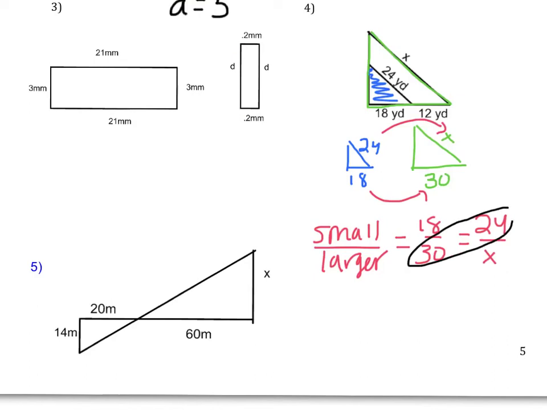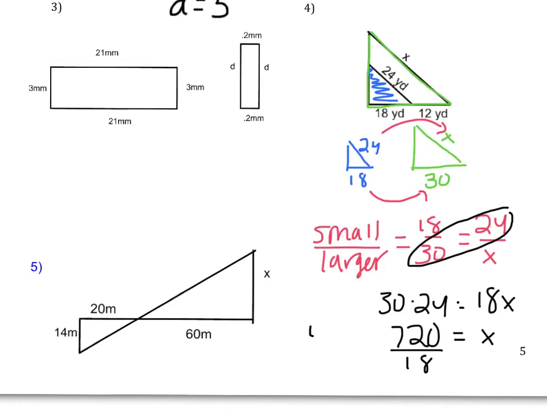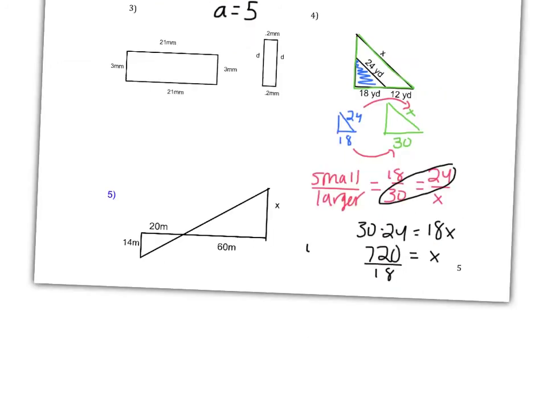30 times 24 gives me 720. And on the other side, I have 18x. Now, I want to divide both sides by 18 because it's the inverse operation of multiplication, and that will isolate x. 720 divided by 18 is 40.